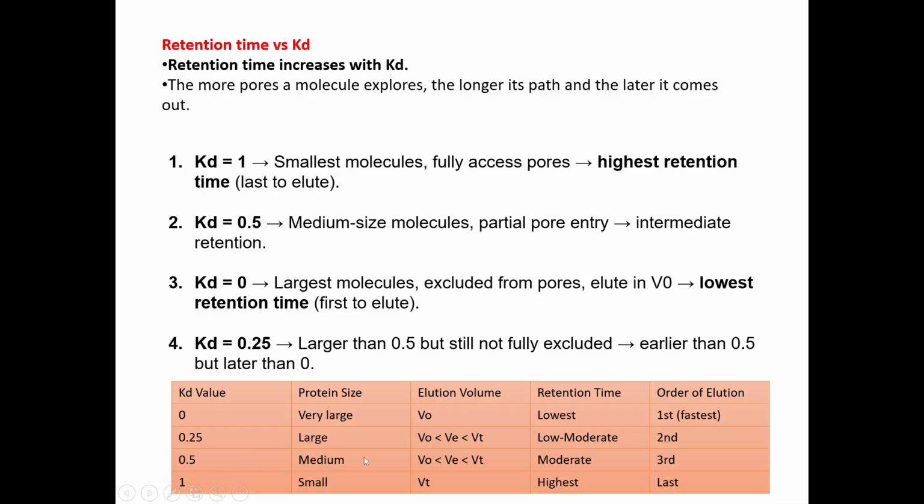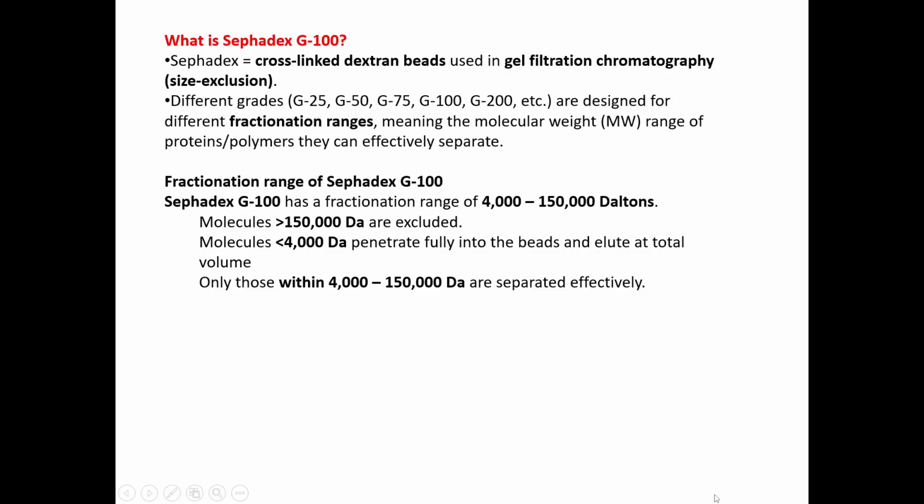And 0.5 is medium or intermediary. It will be exactly in between your VT and V naught, with a moderate retention time, and it will come out after 0.25. And if it's 1, it's the smallest. It will take the longest route, so it has the highest retention time. Its VE is equal to VT and it will elute out at the end. Next are the materials which we use for the resins or the beads.